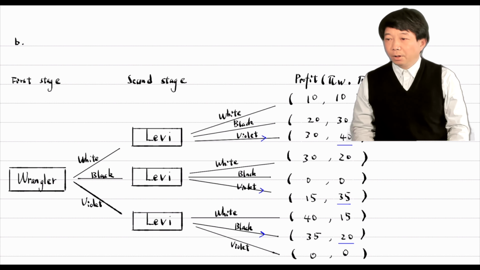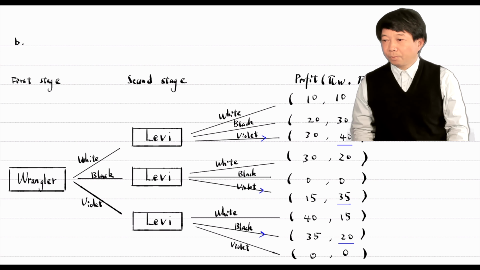Next, we figure out Wrangler's decision in the first stage, given Levi's responses. If Wrangler chooses white, it knows Levi will choose violet and it will earn 30. If Wrangler chooses black, it knows Levi will choose violet and it will earn 15. If Wrangler chooses violet, it knows Levi will choose black and it will earn 35. Wrangler is better off choosing violet. We underline its profit 35 and add an arrow on the path.